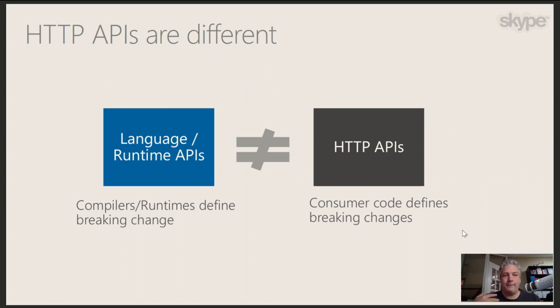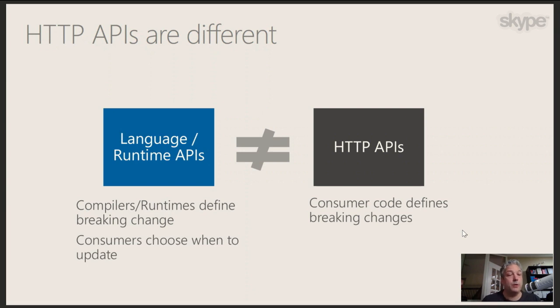If you add a new field to a payload that is returned, you may have one consuming client that's quite happy. It doesn't care that you've added an extra field, but another client coded differently may be upset about the fact that you've made that change. So defining breaking changes becomes very difficult.